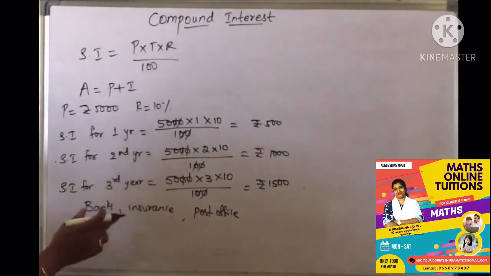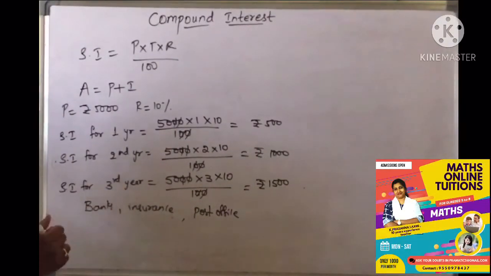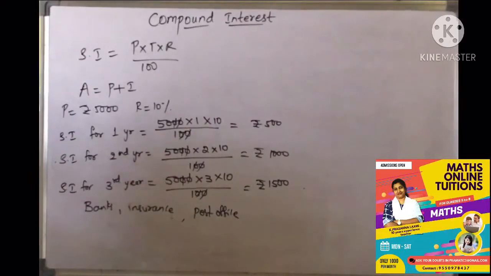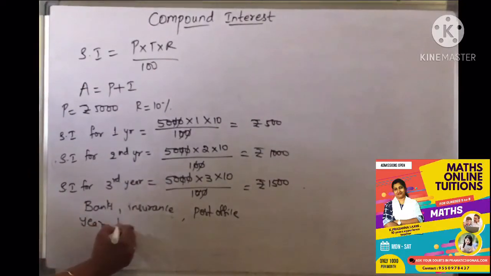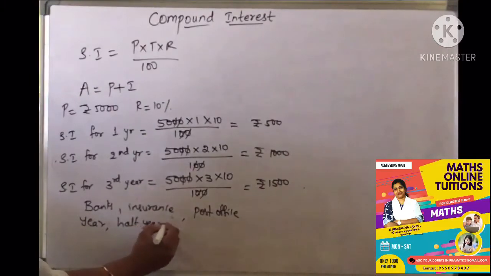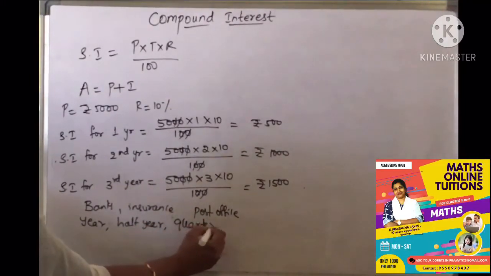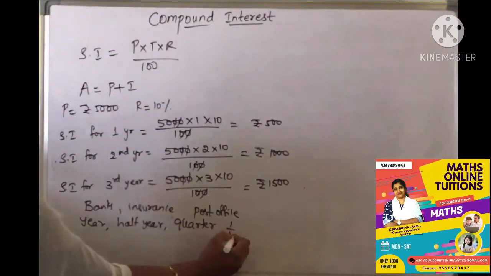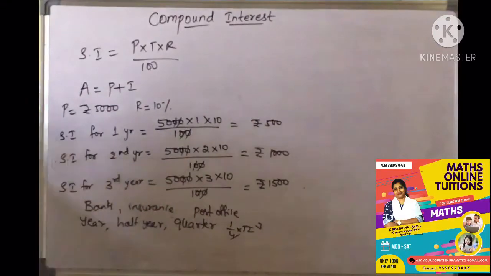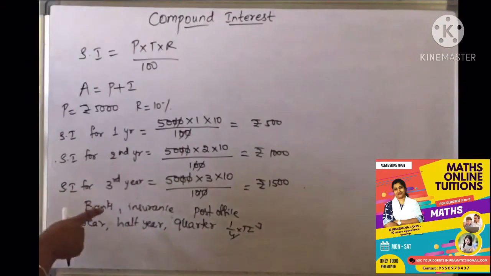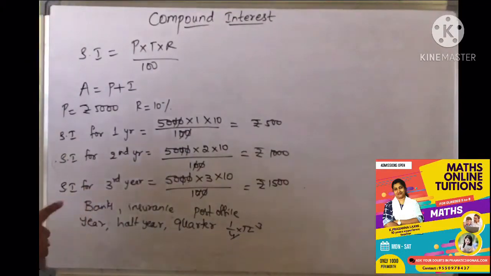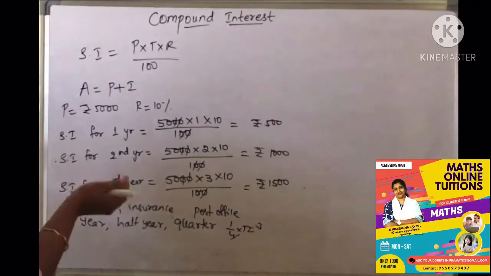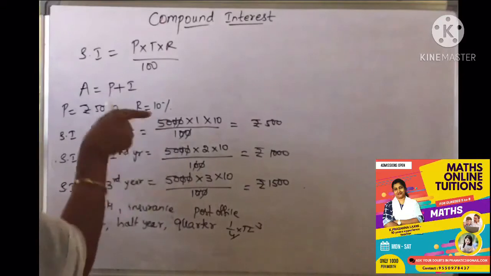In this method, the borrower and the lender agree to fix a certain time interval, say a year, half year or quarter. A quarter means 1/4 of 12, that is 3 months. This interval is used for the computation of interest and the amount. At the end of the first interval, the interest is computed and added to the original principal. The amount so obtained is taken as the principal for the second year.